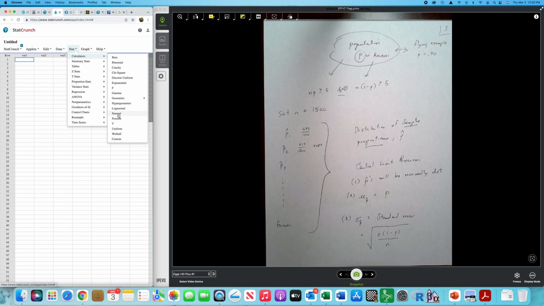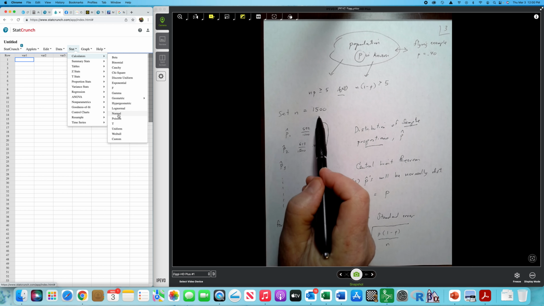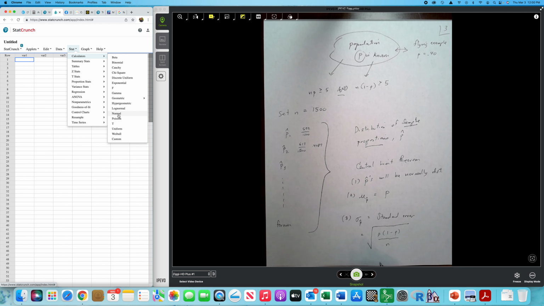The standard error is, again, the population standard deviation, with notation sub p-hat, because we're dealing with p-hats over here. It is the square root of p, in our problem 0.40, times 1 minus p. Well, 1 minus 0.40 is 0.60. So 0.40 times 0.60 divided by n, which in our illustration was 1500, right?